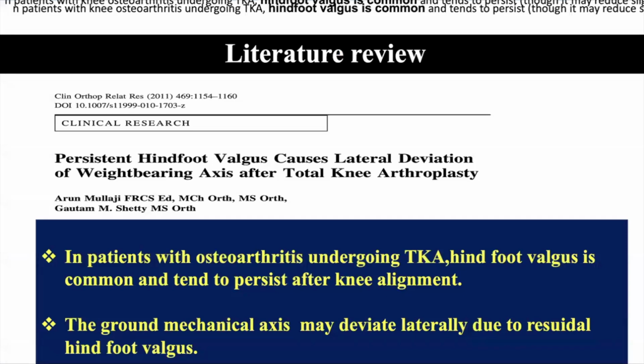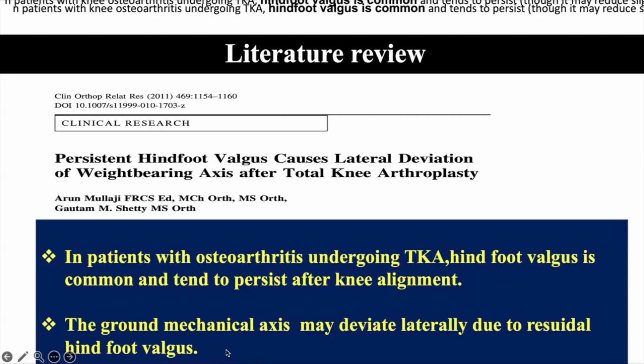And coming to the literature review, this was the article Dr. Raj Khanna was mentioning, Dr. Arun Mullaji's paper: persistent hindfoot valgus causes lateral deviation of the weight bearing axis after total knee arthroplasty. In this paper, they concluded that in patients with osteoarthritis undergoing total knee arthroplasty, hindfoot valgus is common and tends to persist after knee alignment. But how many of the patients became symptomatic, that we have to assess post-operatively. That is very important. And they calculated the ground mechanical axis that may deviate laterally due to residual hindfoot valgus.